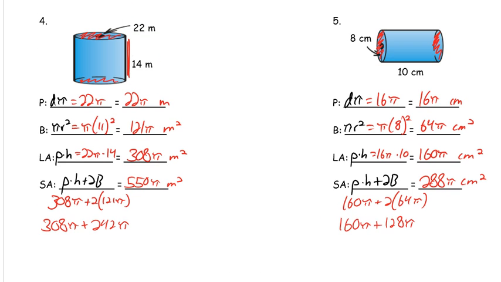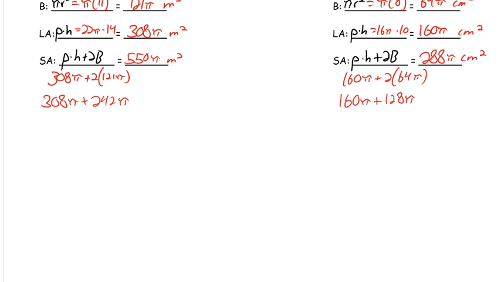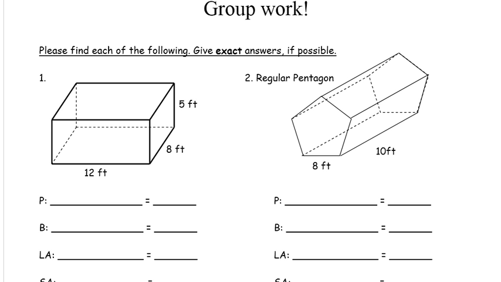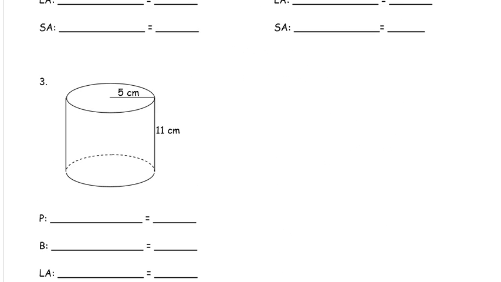Okay, that's all I have for this one. So, shorter video again. We are going to do the group work tomorrow in class. You have a rectangular prism. You have a pentagonal prism, so that's going to be a little bit tricky to find the area of the base there. You're going to have to use perimeter times apothem divided by 2, and then we have a cylinder.